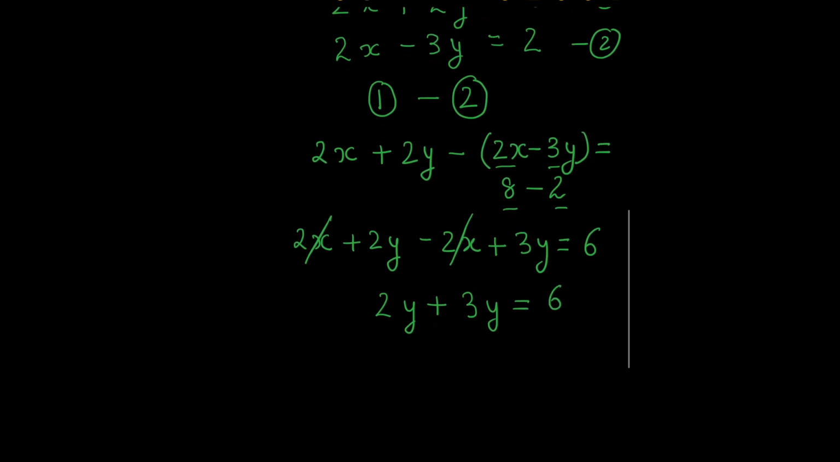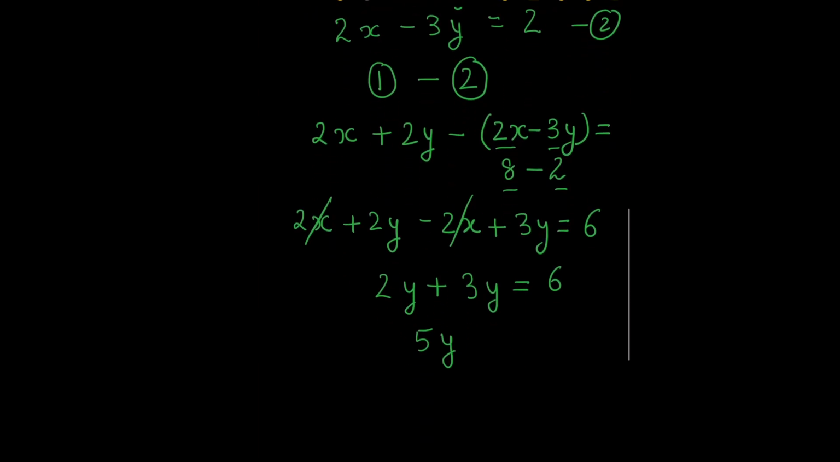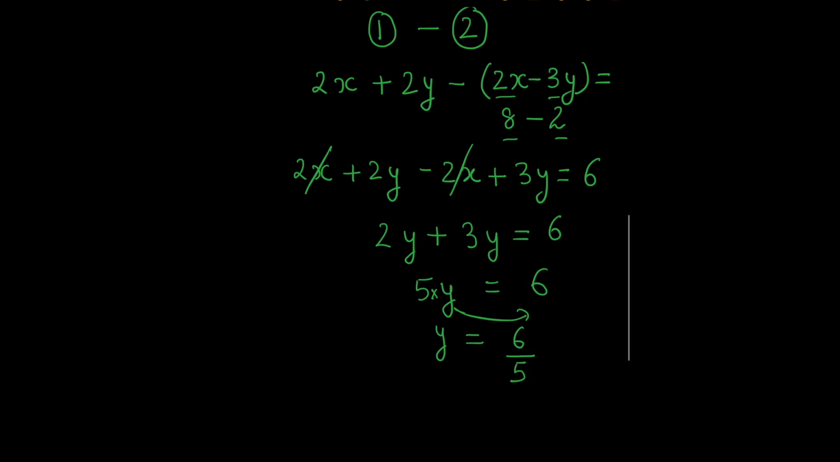So 2y plus 3y is 5y, because both terms are positive, it becomes addition. So this will be equal to 6. And now this 5 is multiplied by y, so this becomes division once it goes here. So this becomes 6 divided by 5. So y equals 6 by 5.